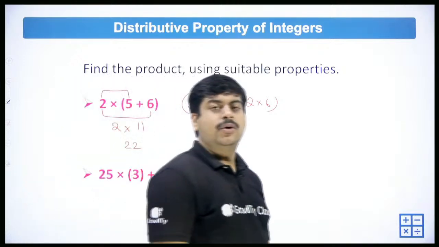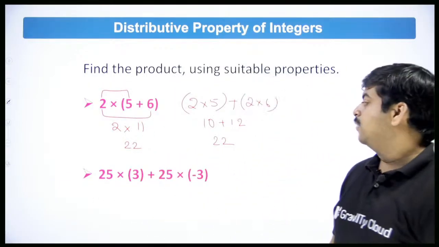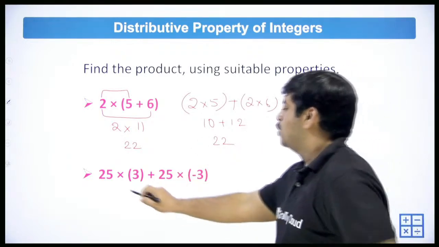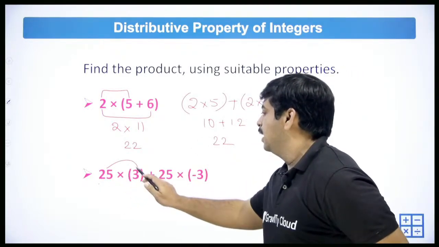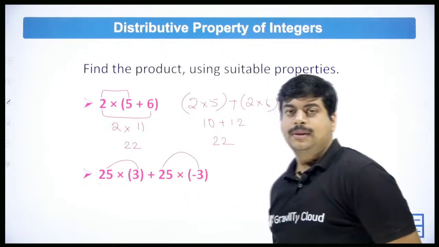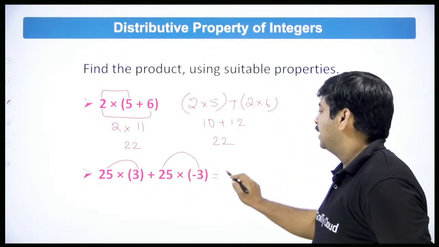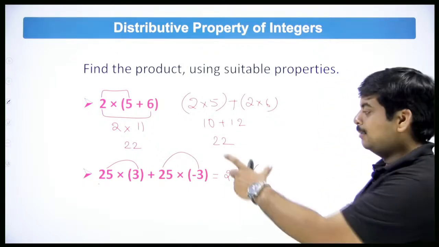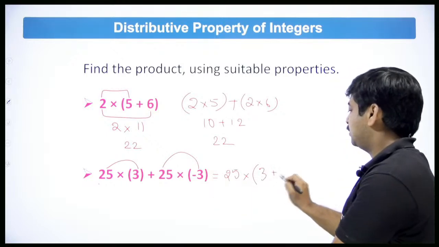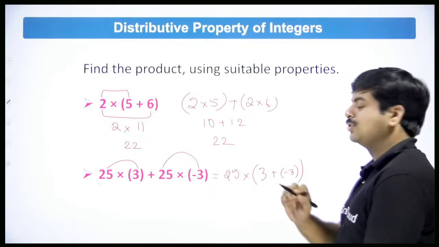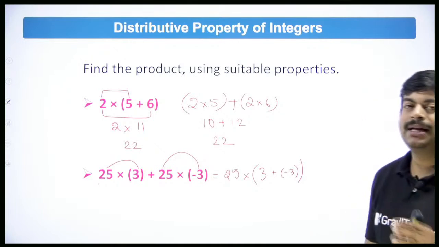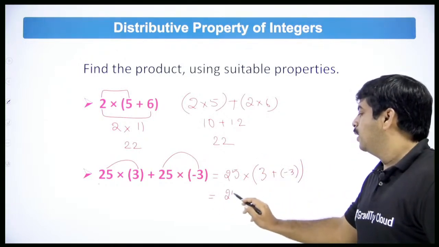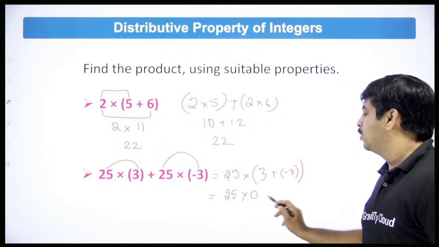The same way we can also go for the next one. What is that? 25 into 3 and 25 into minus 3. It is again the reverse way. 25 we are distributing to 3 as well as 25 we are distributing to minus 3. So using the distributive property, I can write that as 25 multiplied by both the numbers, 3 plus minus 3. So what is 3 minus 3? It is 0, so 25 into 0 will give you the answer as 0.